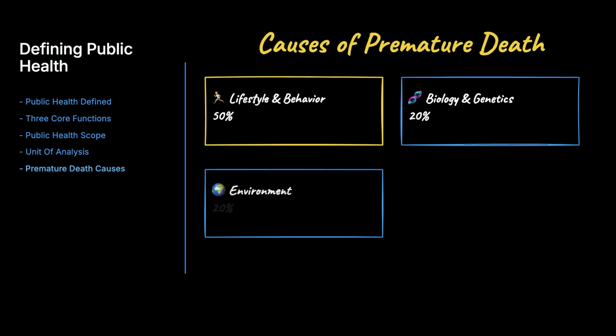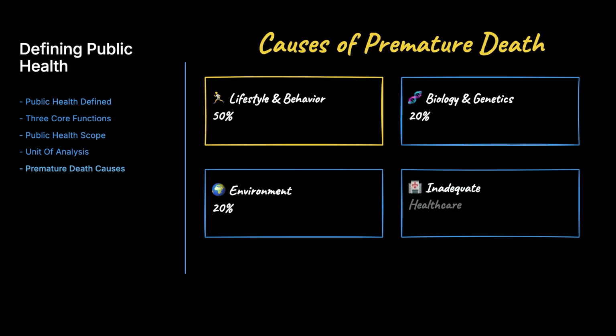Think about what causes premature death. Lifestyle and behavior account for about 50%, more than any other category. Human biology and genetics account for about 20%. The environment accounts for about another 20%. And inadequate healthcare accounts for only about 10%.